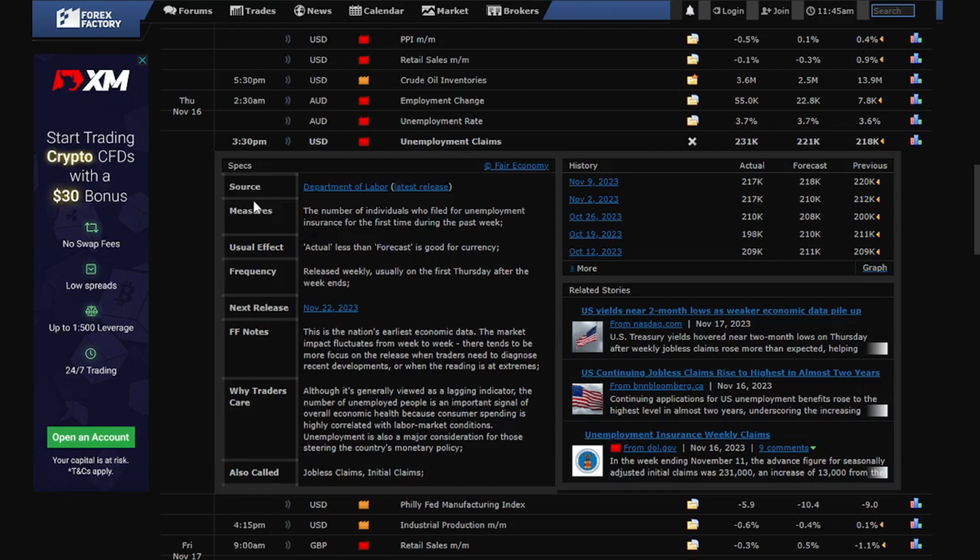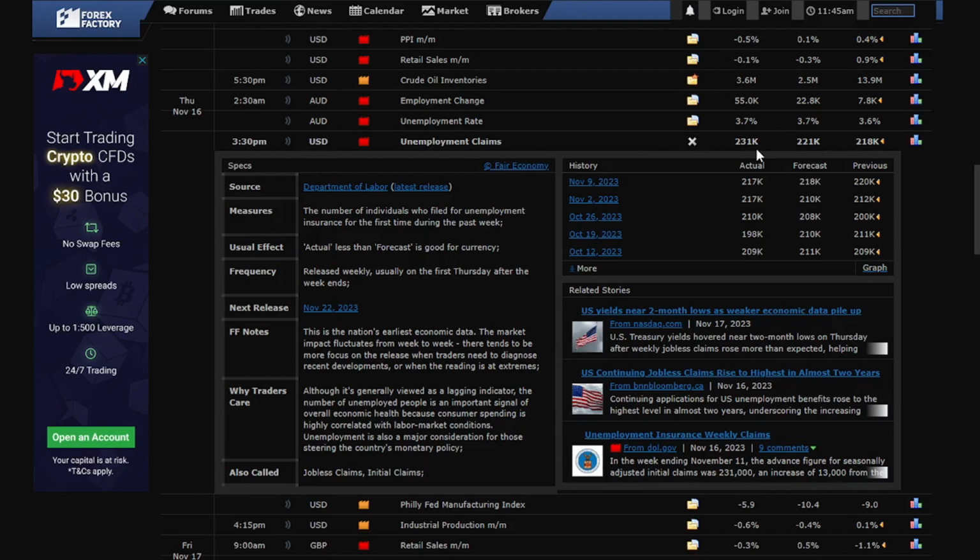The source, Department of Labor, measures the number of individuals who filed for unemployment insurance for the first time during the past week. Usual effect: actual less than forecast is good for the currency. Let me just make a correction here. Okay, now in this case it is bad for the US dollar.